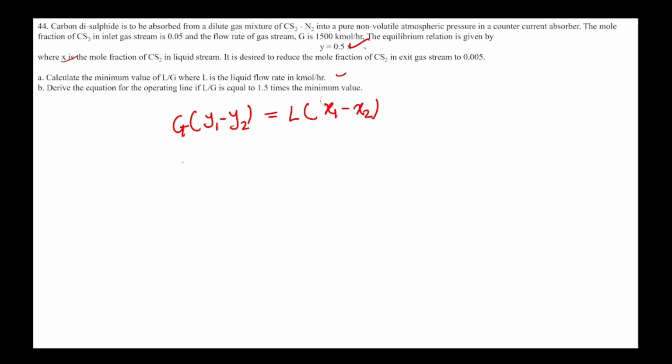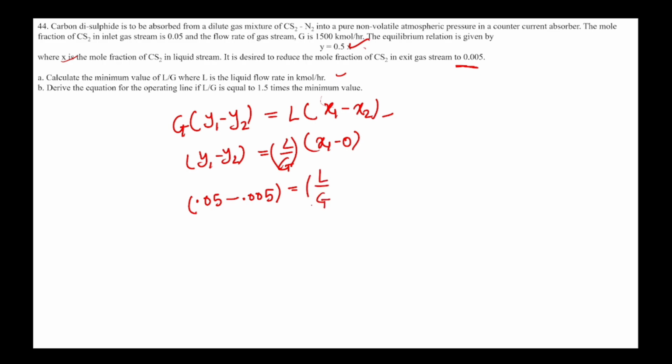So we have to calculate the minimum liquid to gas ratio. So y1 minus y2, we will not put the value of L and G. L by G, with x2 being 0, is y1 0.05 minus 0.005, we have to reduce it, that is this value, equal to L by G.